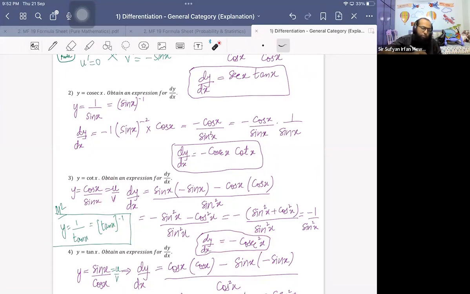Then if we apply the quotient rule, it's v u prime minus u v prime upon v square. V is sin x. U prime is the differentiation of cos x, which is minus sin x. So u is cos x. The differentiation of sin x is cos x. So v u prime minus u v prime upon v square. And v is sin x, so v square is sin square x.